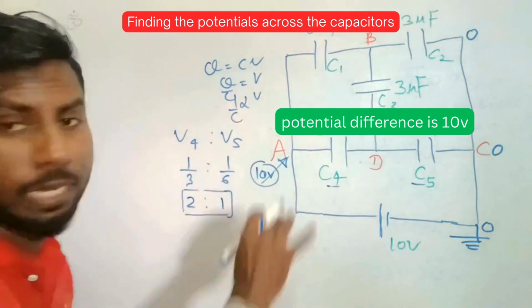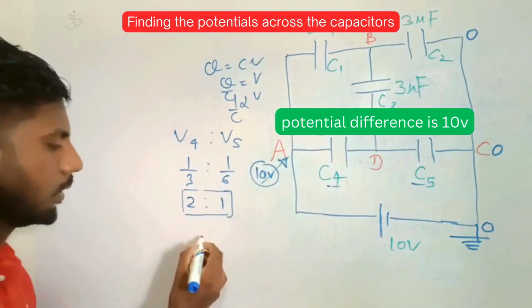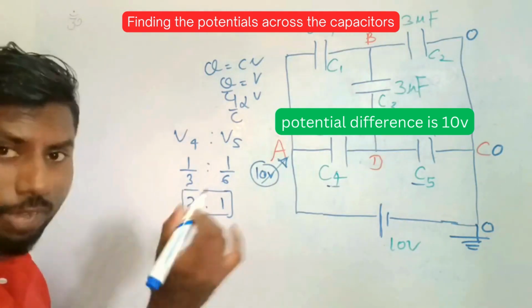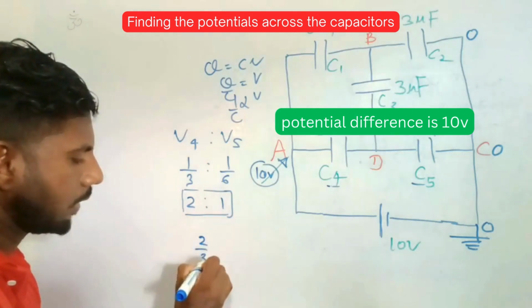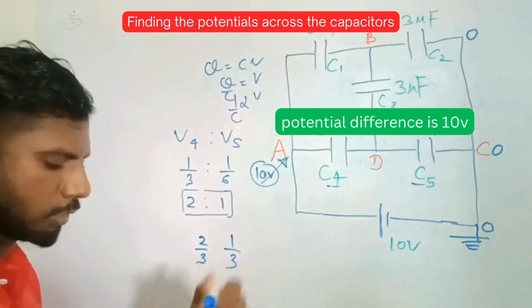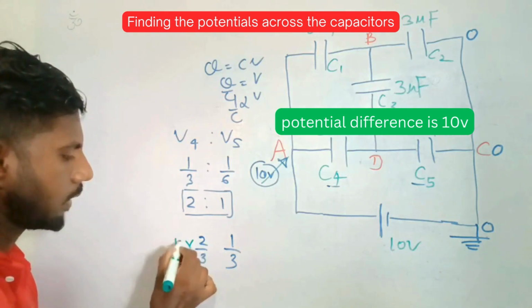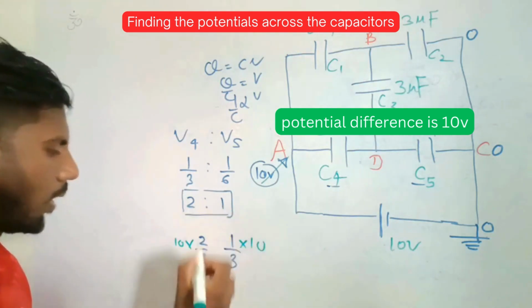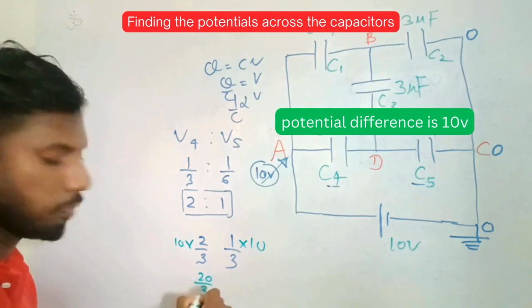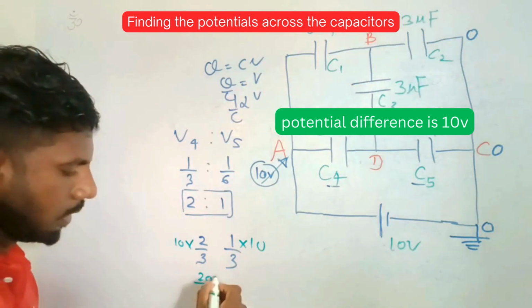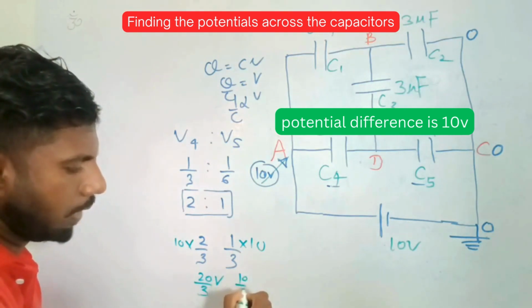So the given potential is 10 volt. I'll take the fraction here. It's 2 over 3 and it's 1 over 3. So I have to multiply this value by the potential given. So it's 10 into 2 over 3, and 10 into 1 over 3. So 20 divided by 3 volt. I hope you can see here, and it's 10 divided by 3 volts.